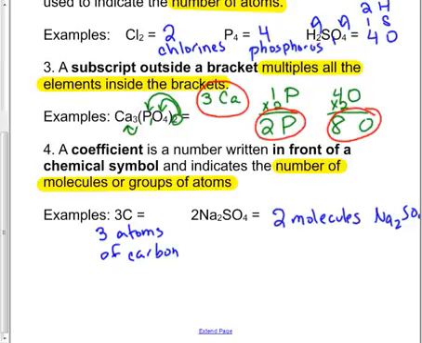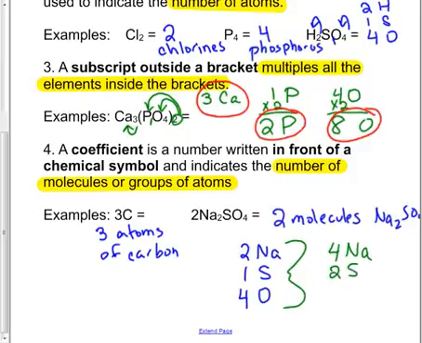So if I counted Na2SO4, I have 2 sodiums, 1 sulfur, and 4 oxygens. That all equals 1 molecule. So because I have 2 molecules, I actually really get 4 sodiums, 2 sulfurs, and 8 oxygens. And that's because I'm using this 2 to multiply every one of these numbers. Let's look at a few more examples.